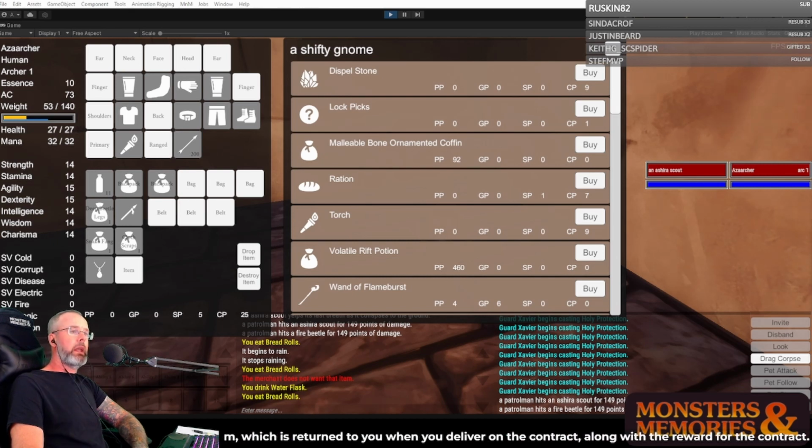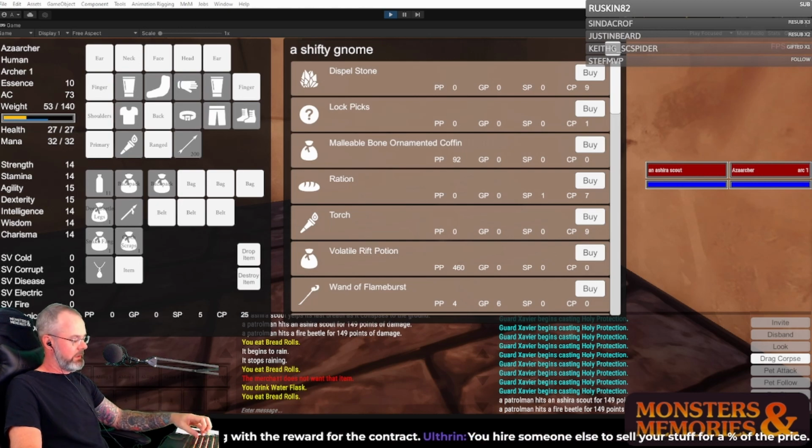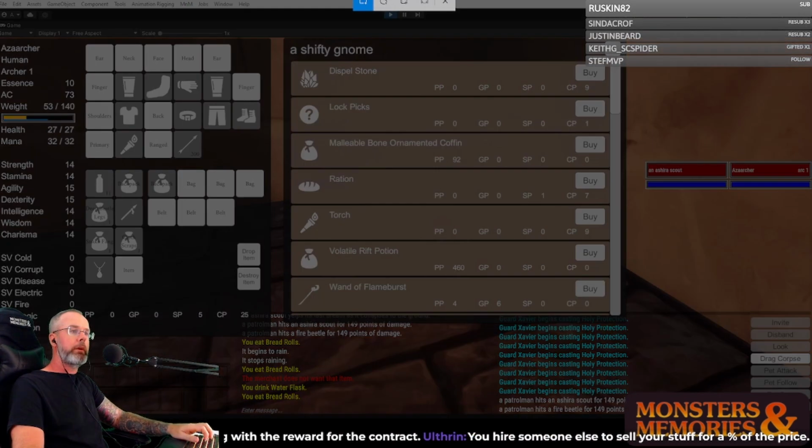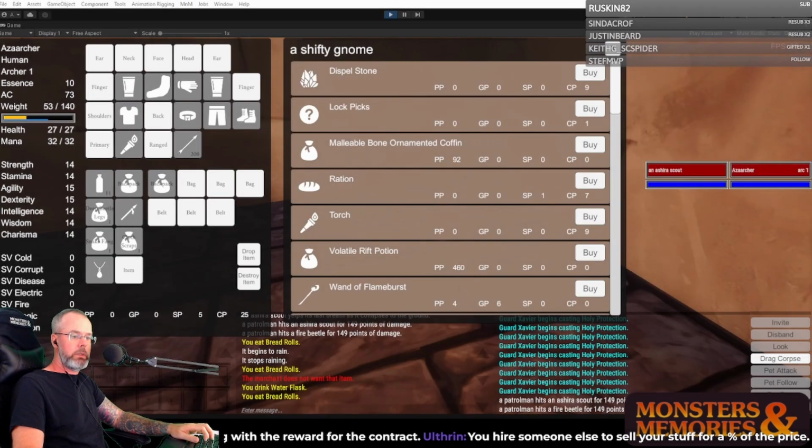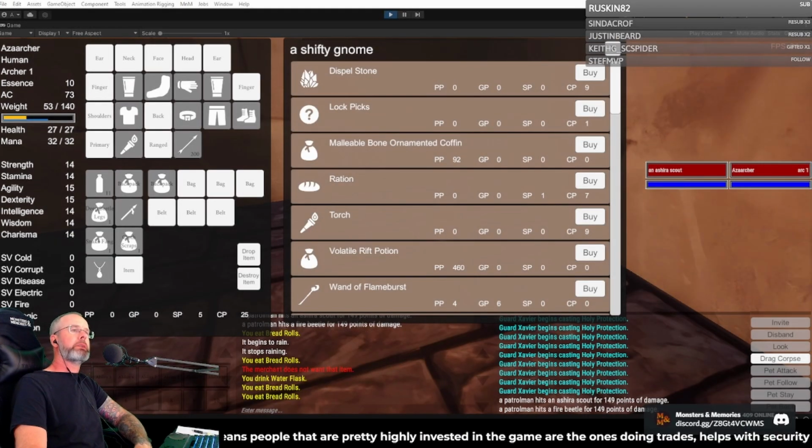Triple Hex Lilith says EVE Online does the transport contracts where you pay some amount higher than the value of the item, which is returned to you when you deliver on the contract, along with a reward for the contract. Okay, cool. I'm just going to snip this so I don't forget it, and I'm going to put it in my notes section on Slack. Above that, Sergeant asked, what about a guild bank idea? Kind of like what was introduced with guild hall.